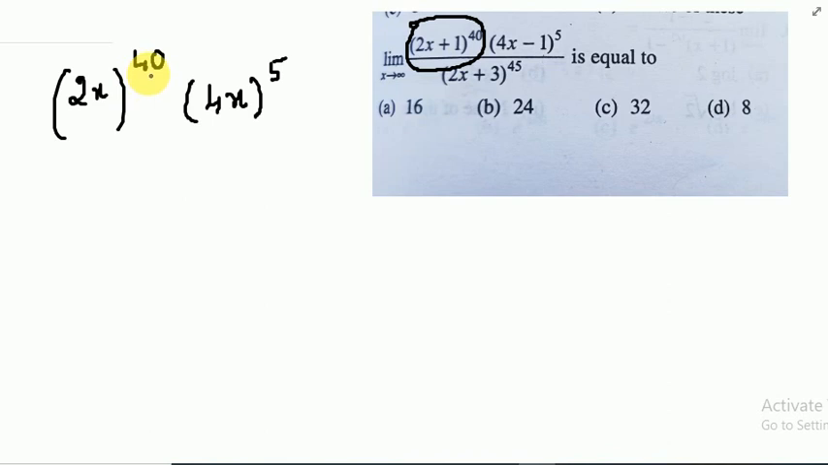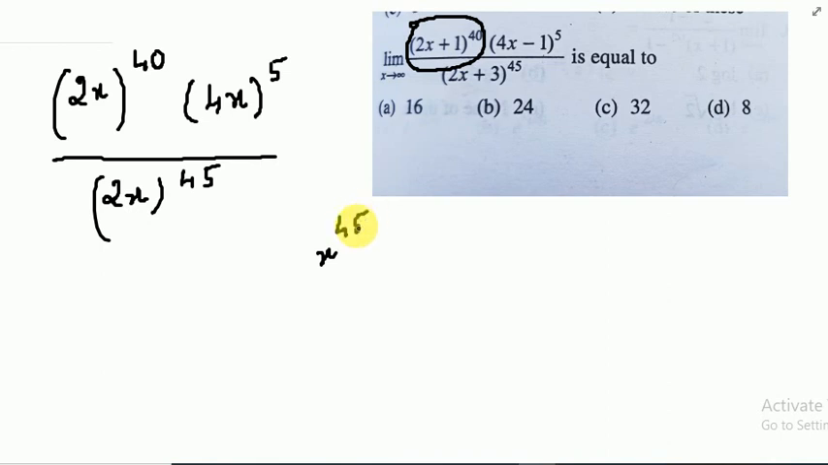For example, here it will be 2x raised to 40, means next term will be 2x raised to 39, next 2x raised to 38. Similarly, it will go up to 0. Here also 4x raised to 5, next term will be 4x raised to 4, like this. Therefore, I am only writing the highest term's degree, divided by 2x raised to 45, 2x raised to 45. Therefore, what is the degree of x in the numerator? x raised to 40 into x raised to 5, it is x raised to 45.